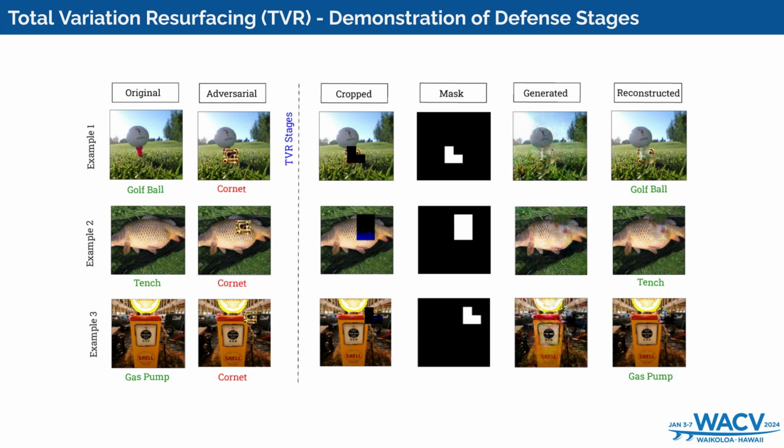To give you a perspective of how the defense is working, I have shown the stages here. First, if we have an adversarial image, the patch is first located using a total variation loss, as I showed, and then we create a mask out of it. With the help of the cropped image and the mask, we use an image inpainting technique to generate the image, which is then used to reconstruct the original image. With these steps, we get a reconstructed image which is quite close to the original one.